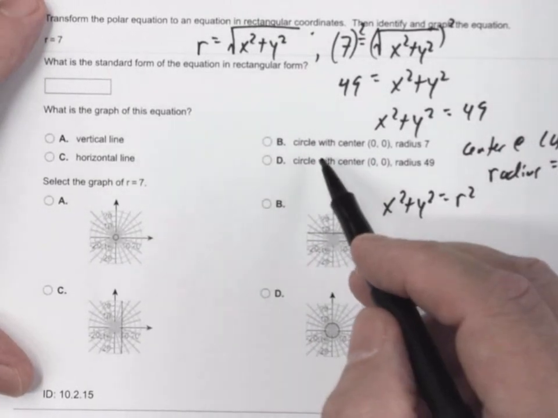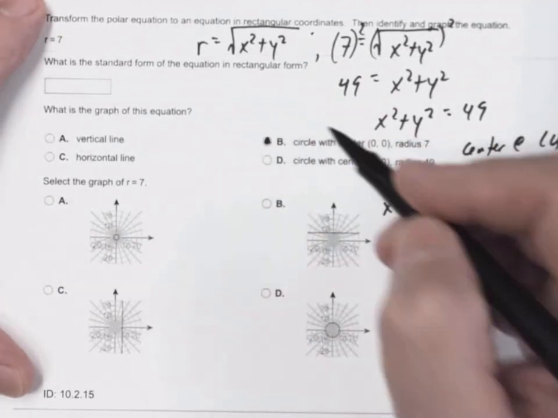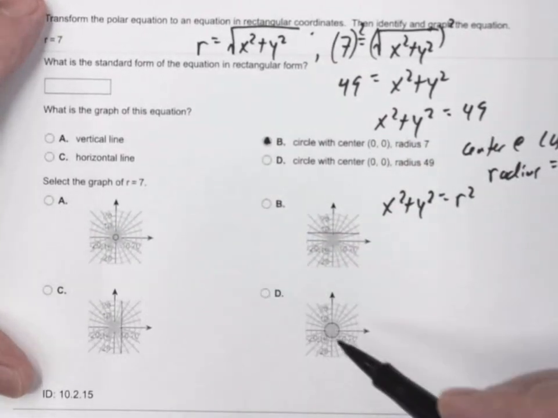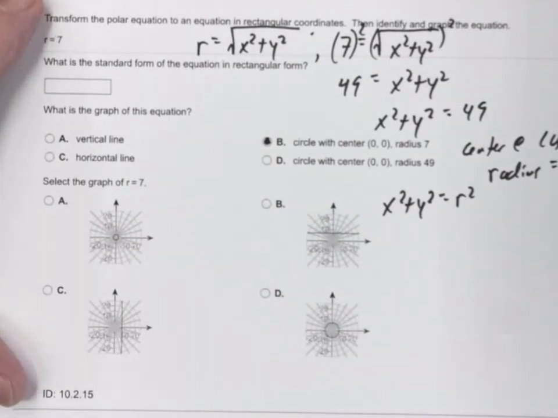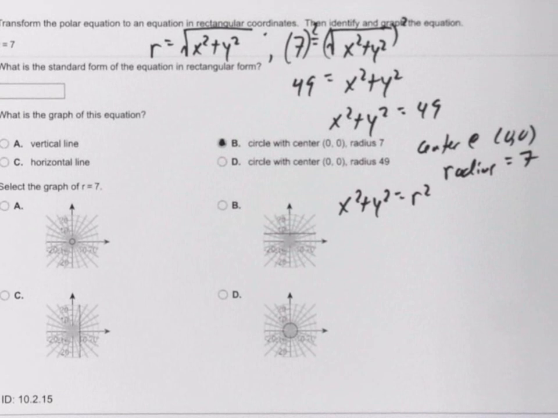So I'm going to look at my choices there. Circle with the center of 0, the radius 7. And then you can look here, that's one of these two pictures. You can look a little closer. So that one wasn't too bad.